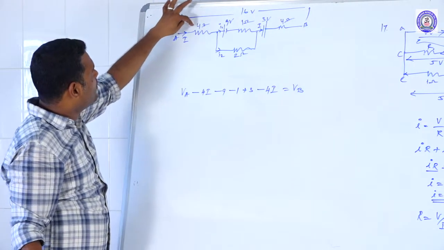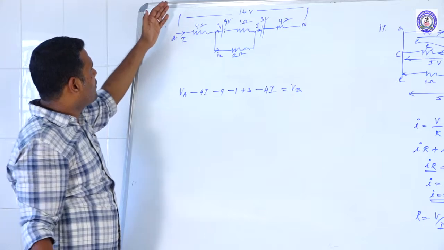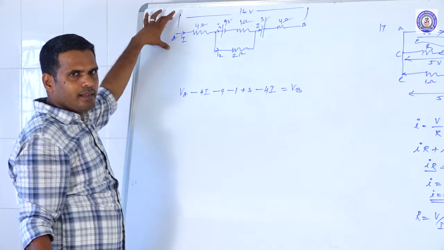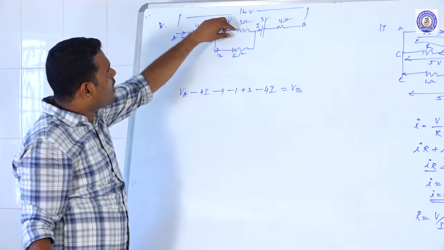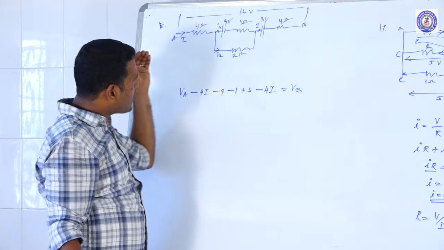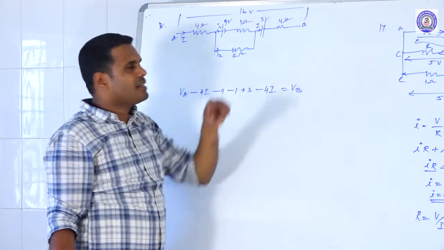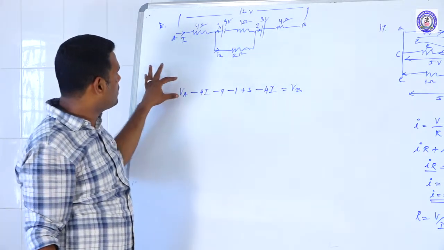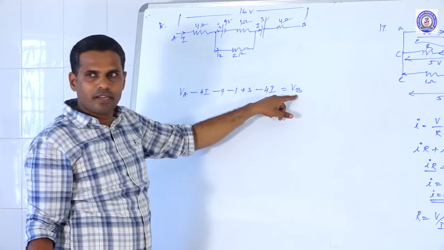So VA minus 4I. What is the meaning of this? If I start from VA, there is an amount of potential. The potential is dropped across each and every resistance as I go along the path of the resistor, and the remaining potential will exist at B. So from the total potential, these potentials are dropped, and finally I am getting the potential VB.